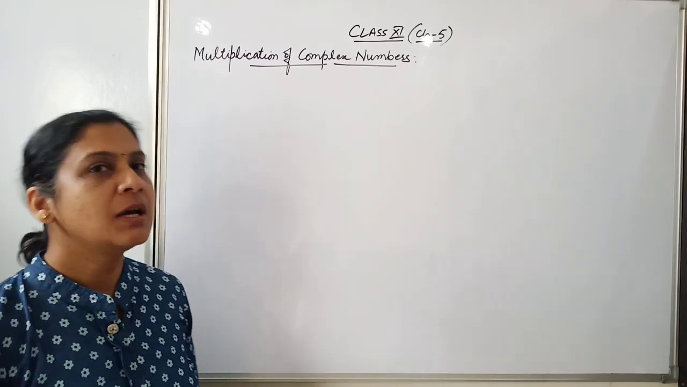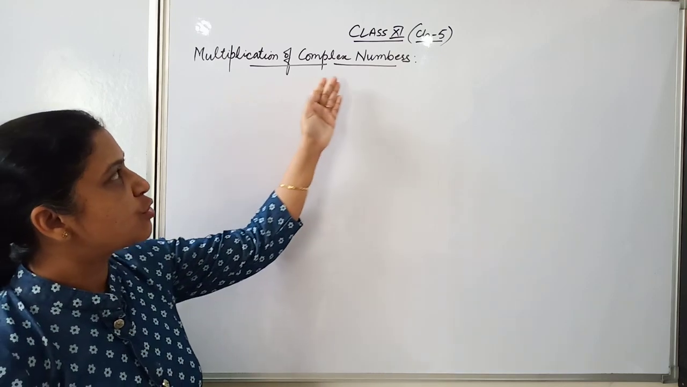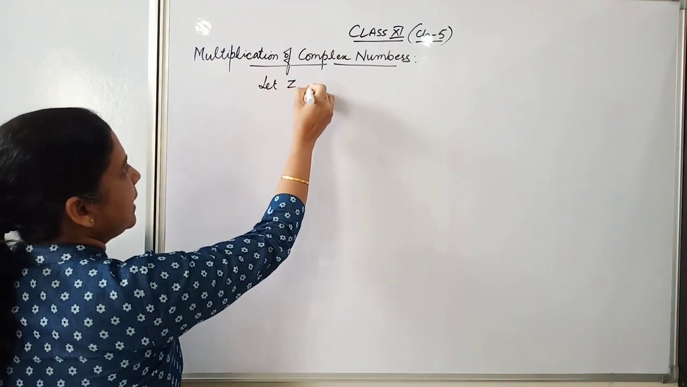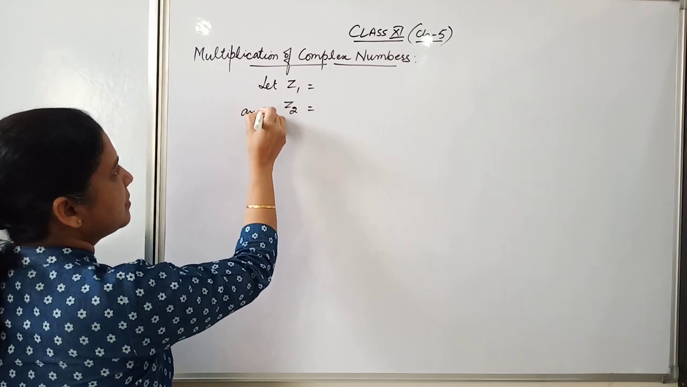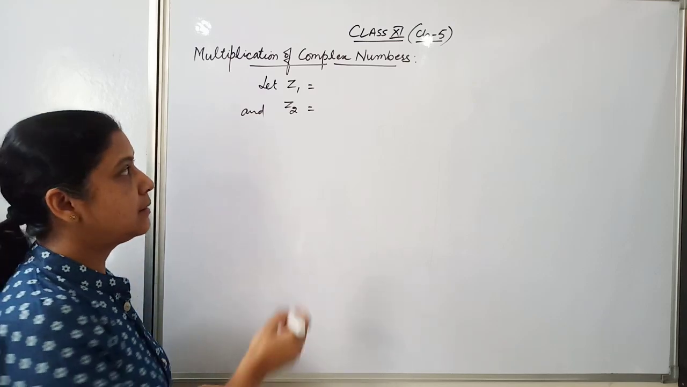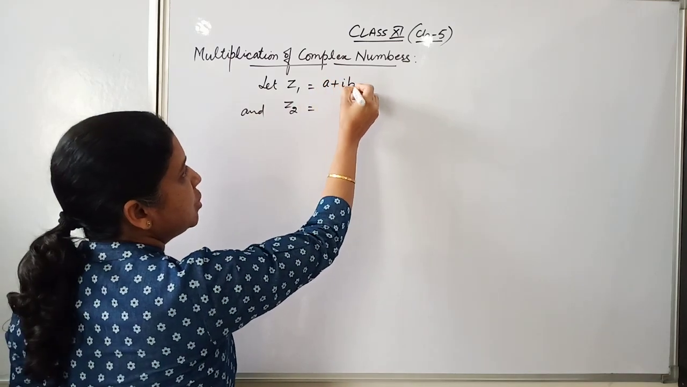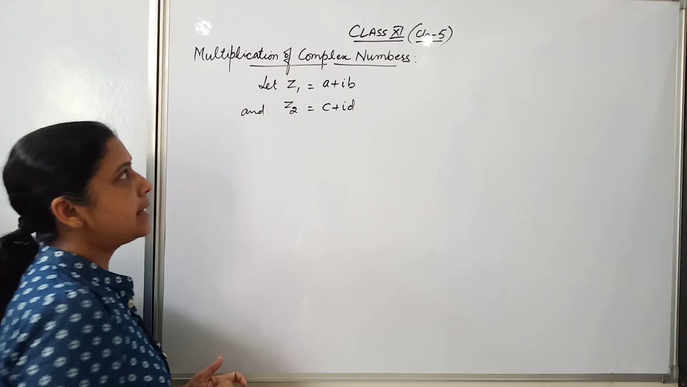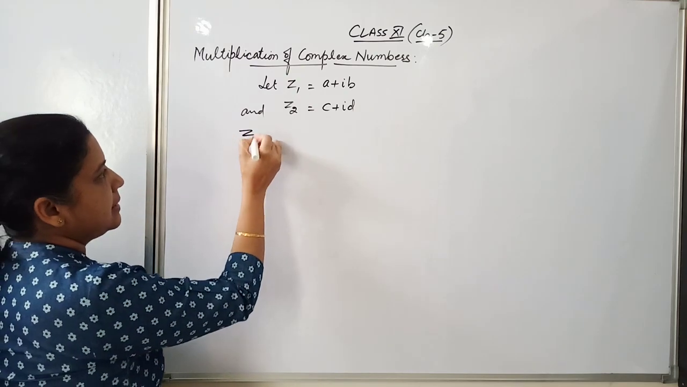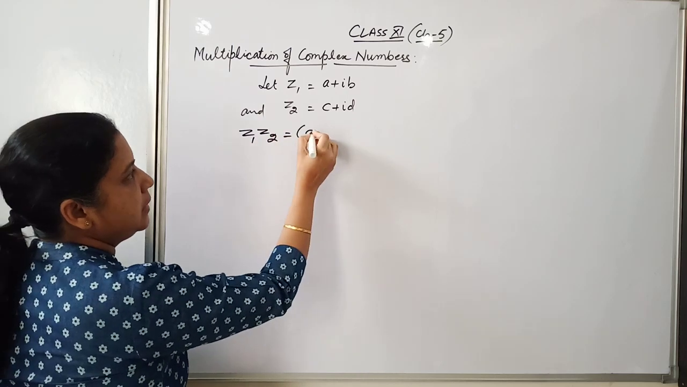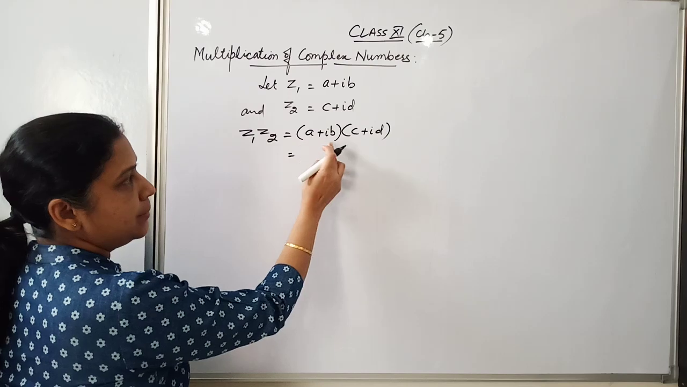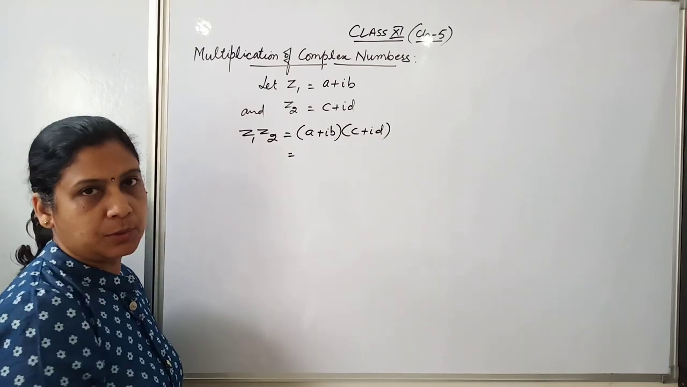Today we are going to understand the topic of multiplication of complex numbers. Let Z1 and Z2 be two complex numbers. So I am going to take the two complex numbers in general. How to multiply these two complex numbers Z1 and Z2. Let's see. Z1 into Z2 is equal to a plus iota b into c plus iota d.